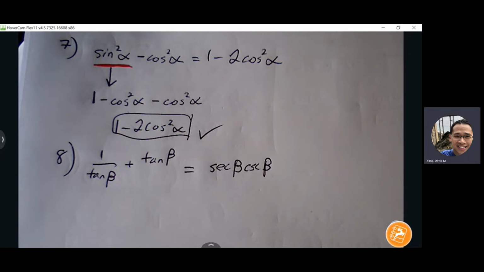Okay, we're starting on the left side, trying to get it to look like the right side. Is there anything that stands out to you as something that we can try to do at the beginning?